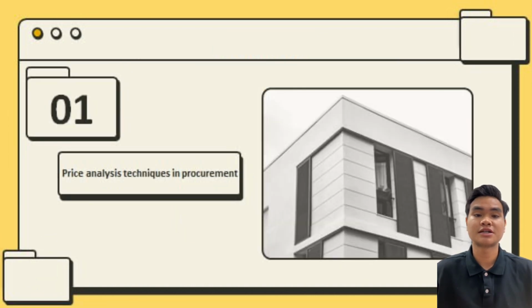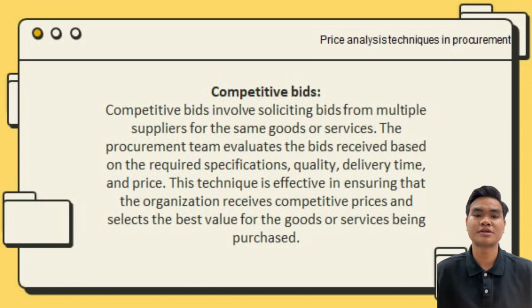First topic is price analysis technique in procurement, which has five subjects to explain: competitive bid, prior quotation, published price list, price set by law or regulation, and similar item comparison. Competitive bid involves soliciting bids from multiple suppliers for the same goods or service. The procurement team evaluates the bids received based on the required specification, quality, delivery time, and price. This technique is effective in ensuring that the organization receives competitive prices and selects the best value for the goods or service being purchased.